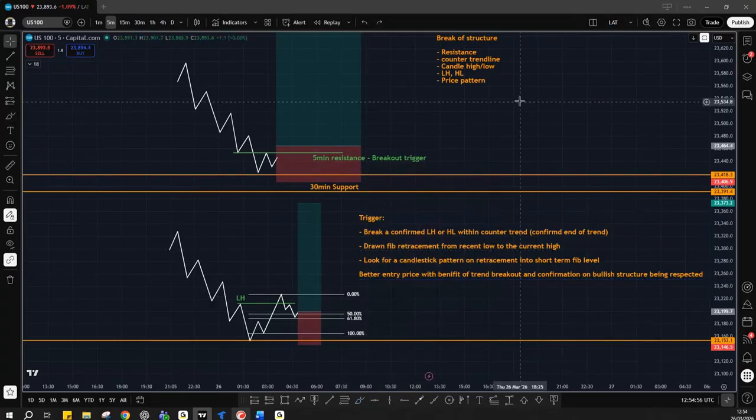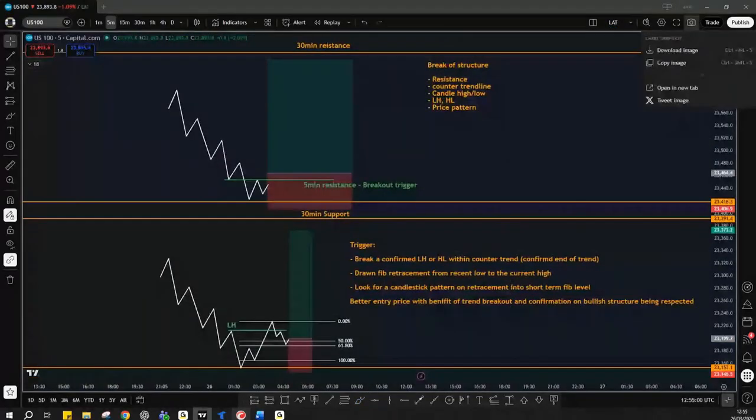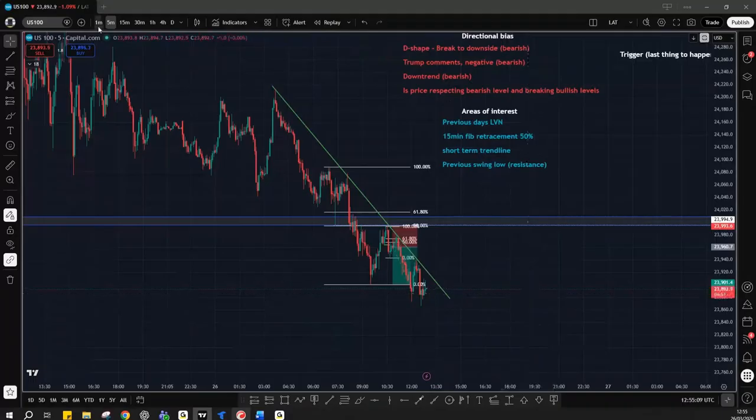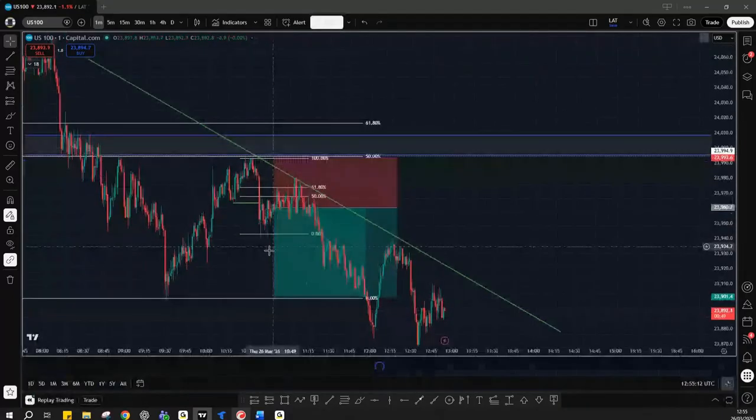But for me, that's a trigger that I personally quite like to look for. Let's have a look back through that. Now, back onto the trade. That's what we essentially look for here. So onto the 1 minute chart, I was around this point.